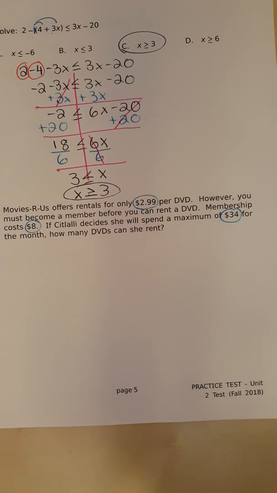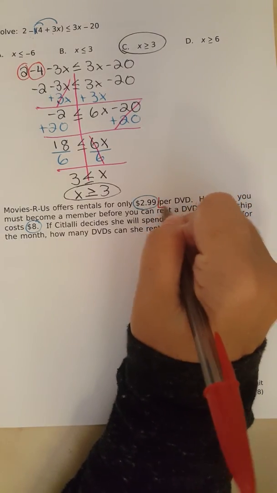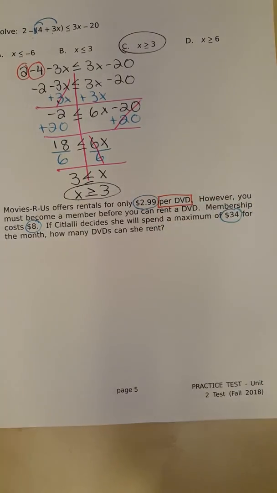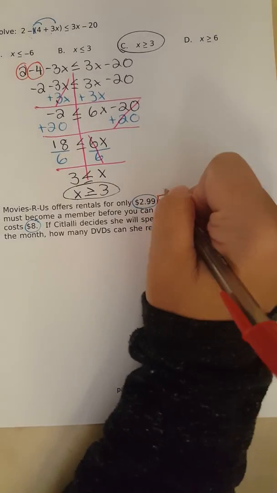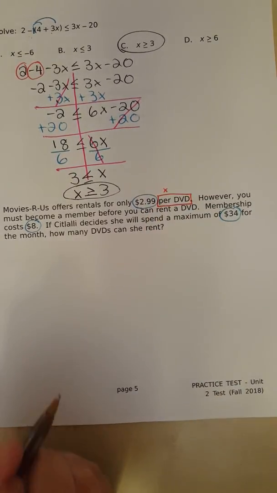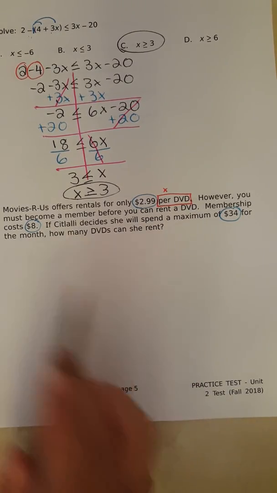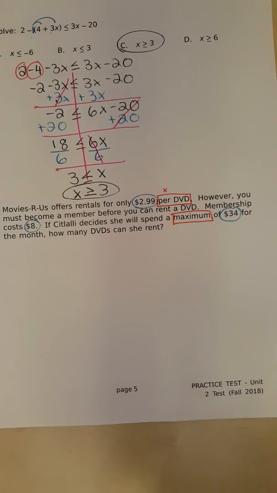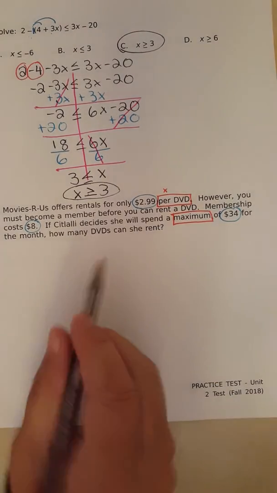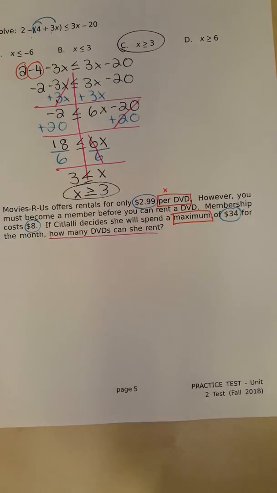So next part, we're going to look for some important words. First of all, per DVD. Per usually tells us that we are multiplying. So we're going to make a little note here that we're multiplying. You must become a member before you can rent a DVD. So membership is $8. Oh, she's going to spend a maximum. So that means she only wants to spend $34. She does not want to spend any more than that. And we're going to underline our question. How many DVDs can she rent?